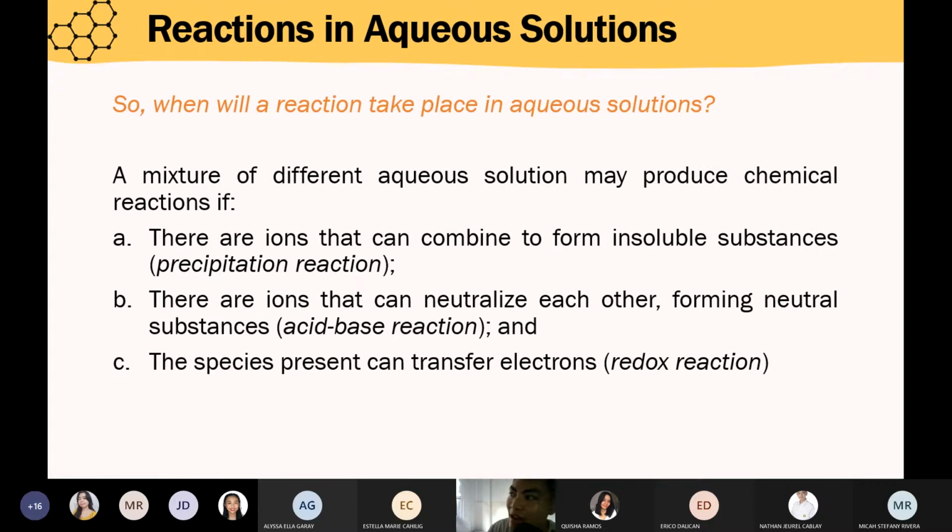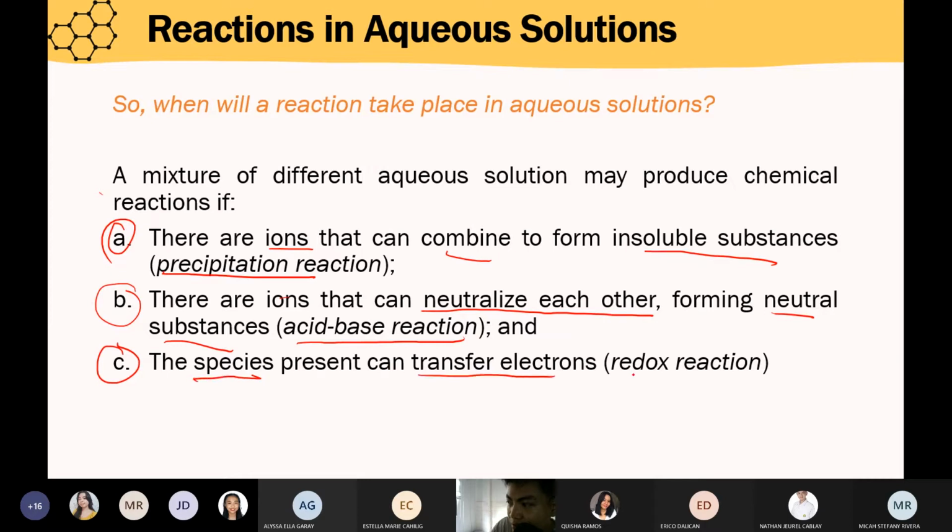So, ito yung important. When will a reaction take place? A reaction will take place when, letter A, you have ions that can combine to form insoluble products. Yun yung tinatawag na precipitation reaction. So, yun yung first requirement. Or, pwede rin naman, you have ions that can neutralize each other, forming neutral substances. Tinatawag nating acid-base reaction yan. And lastly, you have species that can transfer electrons. Yun yung redox reaction. So, mamaya titignan natin yan silang lahat. If we still have time, sana matapos natin.